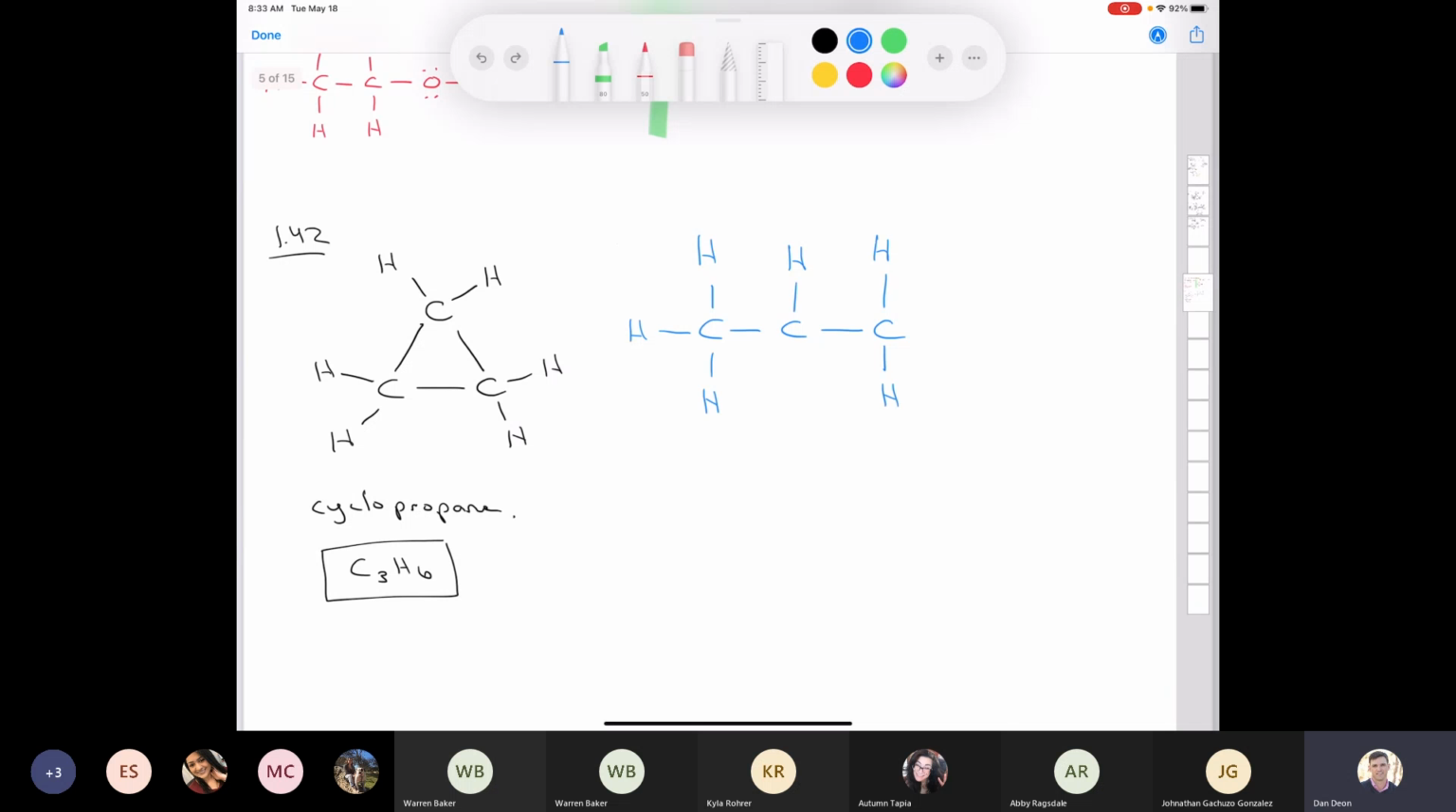Now I have a constitutional isomer of cyclopropane. This is called propene. And we'll talk about the nomenclature of these types of molecules later on. But that's the only other way that I can connect these together.